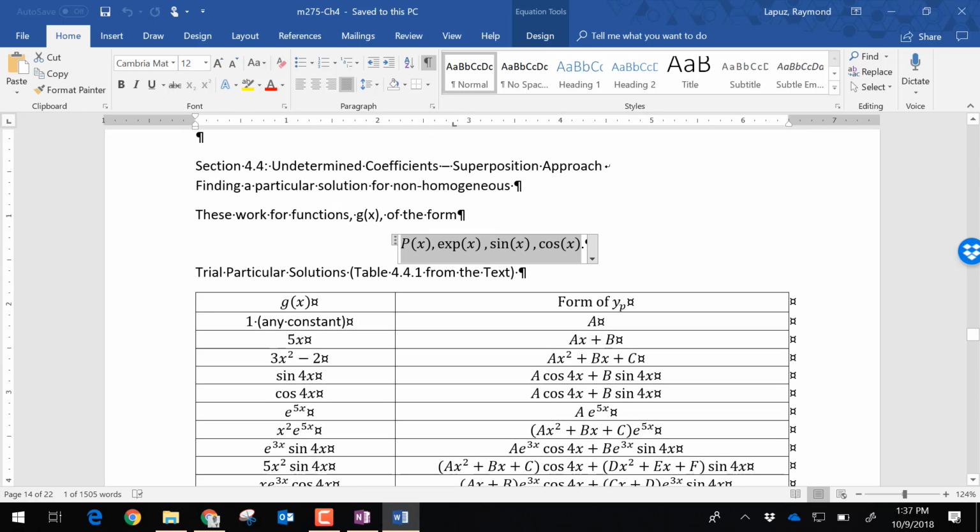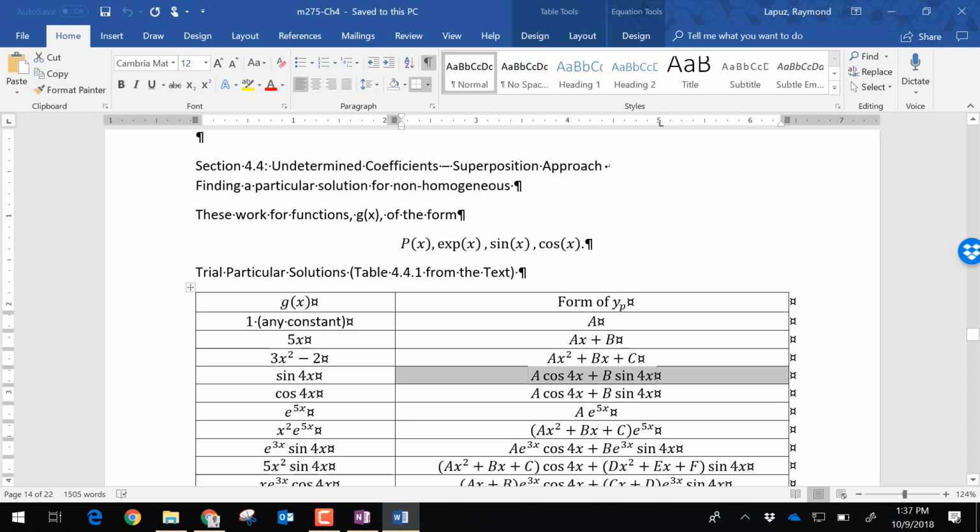So if you have a function that's not one of these, like a log function or a tangent function or another trig function that's not sine or cosine, then you cannot use this particular method. Because the derivative of polynomials is still going to be polynomials. The derivative of exponentials is still going to be exponentials. The derivative of sine and cosine would be sine or cosine. That's why when you have just a sine or just a cosine, you include both the sine and the cosine, because their derivatives are there.